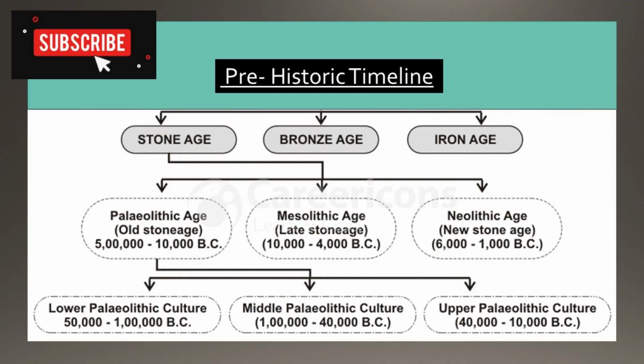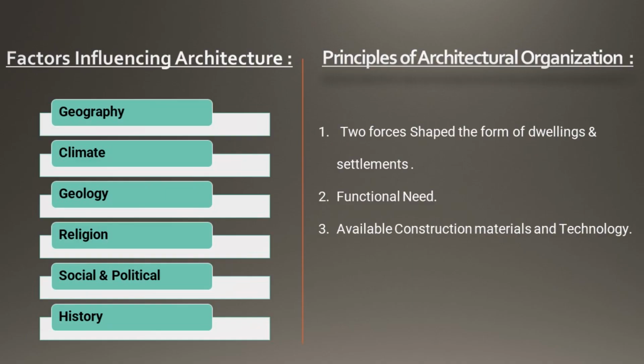Let's learn the prehistoric timeline. It consists of 3 different ages: Stone Age, Bronze Age and Iron Age. In today's video, we are going to be learning about the Stone Age, that is Paleolithic, Mesolithic and Neolithic. Let's start. Factors which affected architecture: geography, location, climate of the place, geology, religion, social and political aspects, and history of the place. Principles of architecture: to shape the form of dwellings and settlements, fundamental needs, available construction material at that time, and the technology used in that era were important.